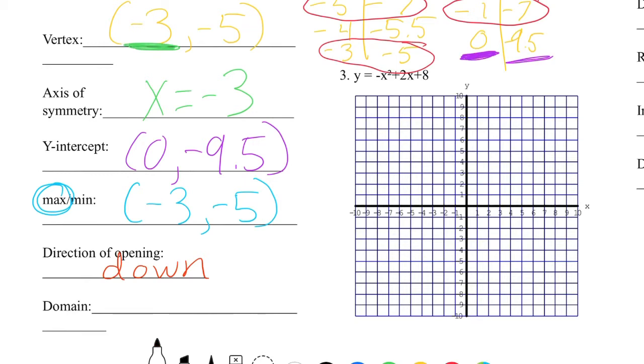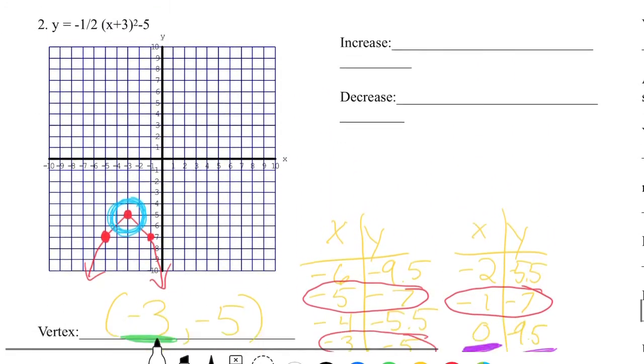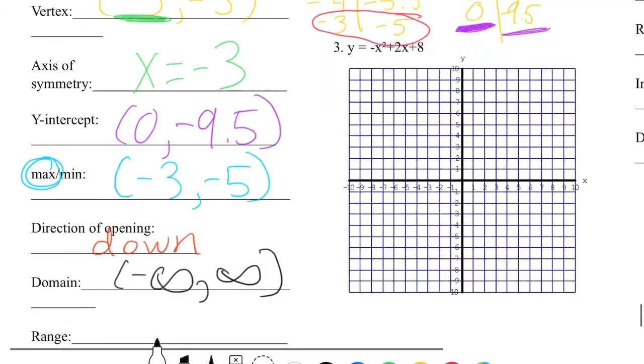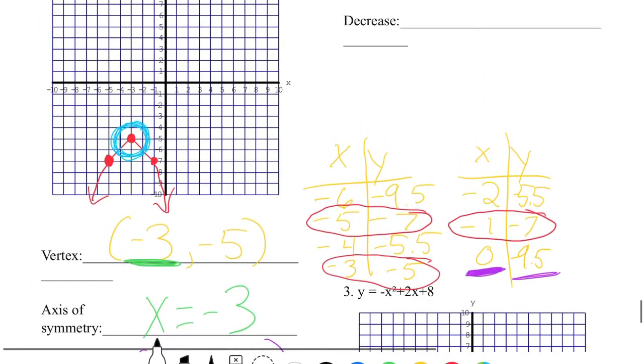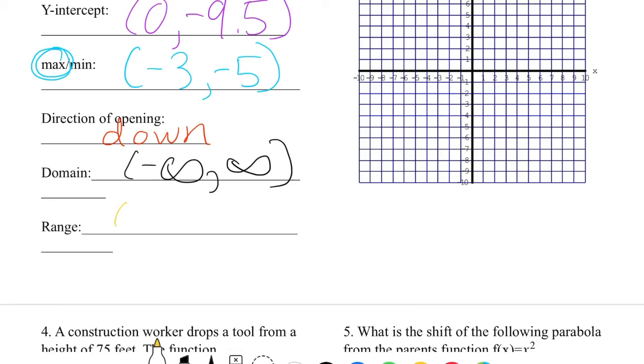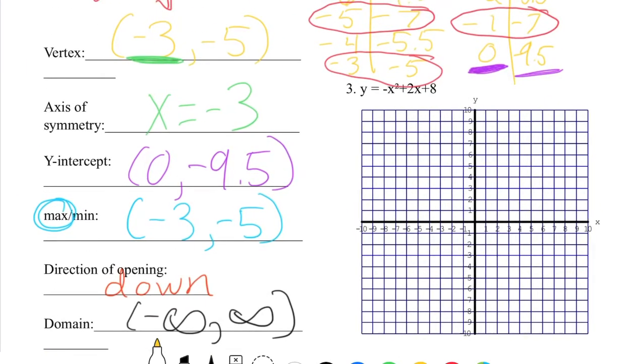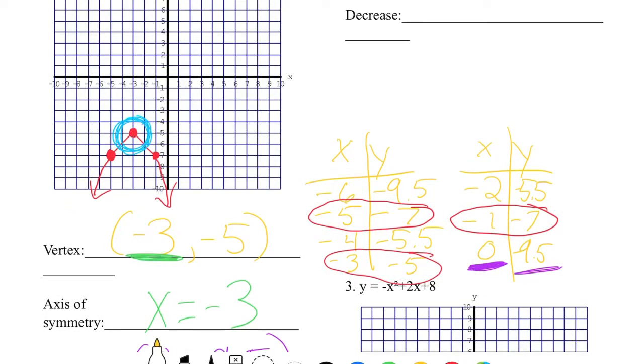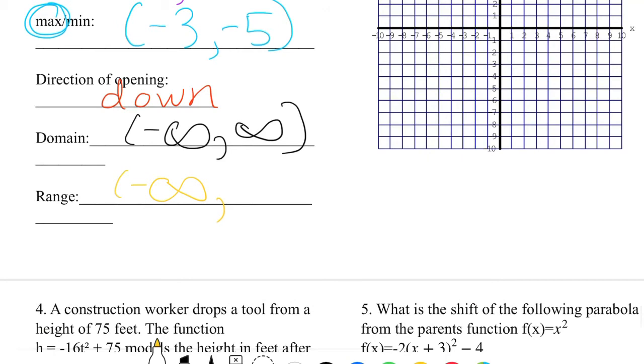Asking for a domain and range. What is our domain always? Negative infinity to positive infinity. And the last few questions, our range. Well, our range is up and down because it's talking about our y values. Does this graph go down forever? Yes. So our smallest y value involved is negative infinity. Now, does this graph go up forever? No. Our highest or biggest y value involved is at that negative 5. So that is going to be our second part of our range.